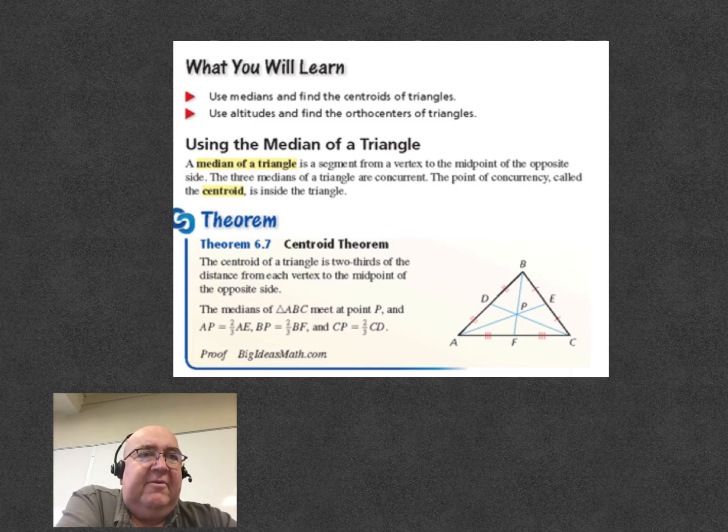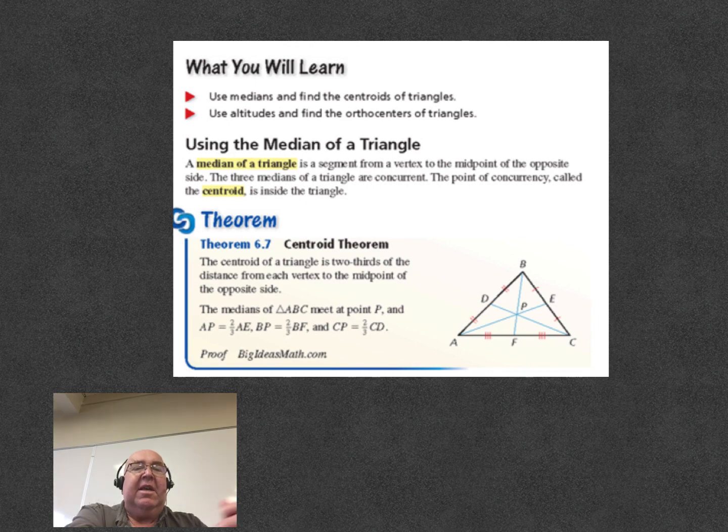Okay, in the previous video we looked at points of concurrency called the incenter and the circumcenter. Today we're going to find two more points of concurrency. First is the centroid. The centroid is basically the medians of the triangle. The median goes from the vertex to the midpoint of the opposite segment. As you see, the line from angle B goes to F, which separates it into two congruent segments.